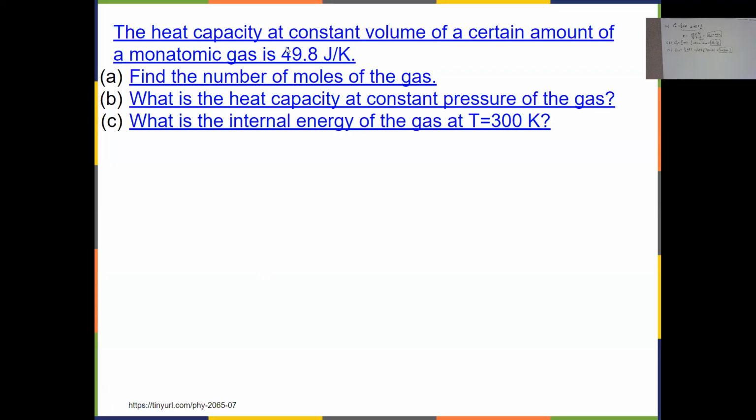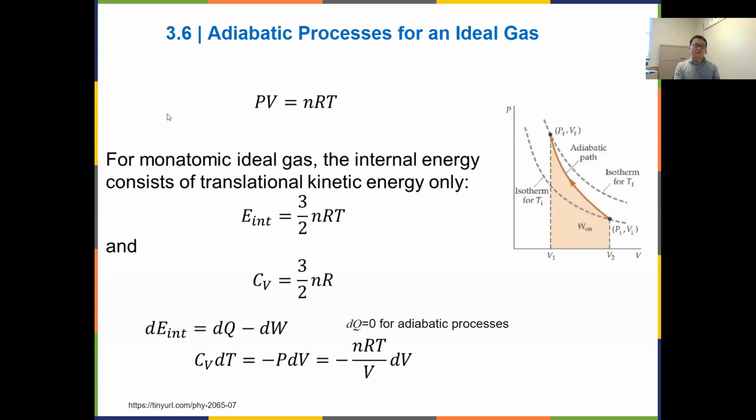Now going back to the problem, we'll be moving on and look at the adiabatic processes for an ideal gas. Again, this is an ideal gas, so whenever you see an ideal gas, you realize you can apply PV equal to nRT. And for an adiabatic process, dQ equals 0. Now, we'll start with a monatomic gas. The internal energy consists of translational kinetic energy only, so the internal energy equals 3/2 of nRT. Then C_V will be equal to 3/2 of nR.